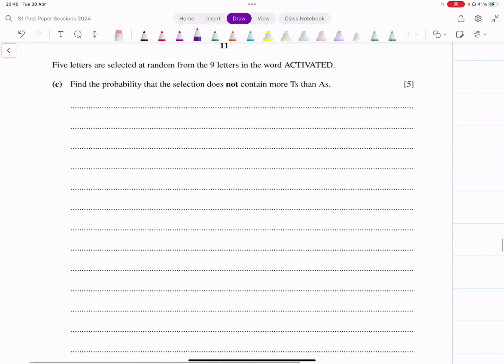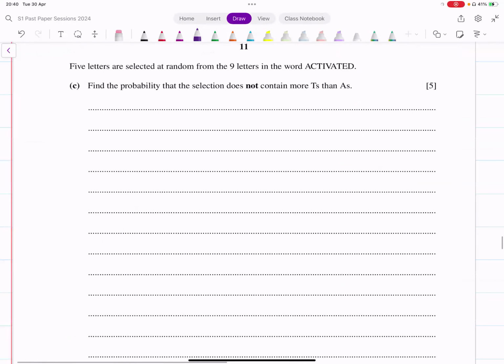Okay. 5 letters are selected at random from the 9 letters in the word activated. Find the probability that the selection does not contain more T's than A's. Okay, so how do we think about this now? Remember what we discussed in our earlier sessions as well? Whenever we are talking about probability, this is probability.